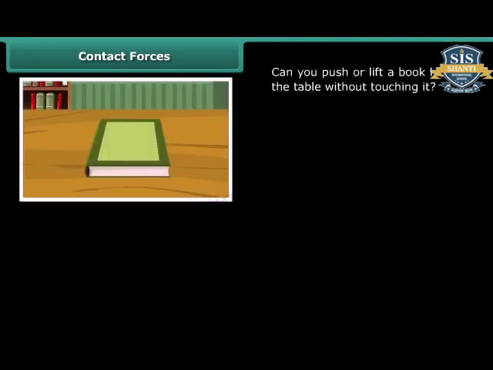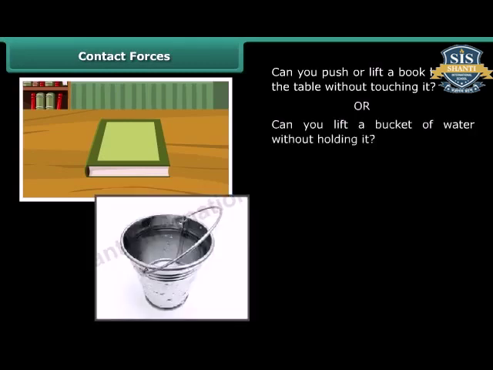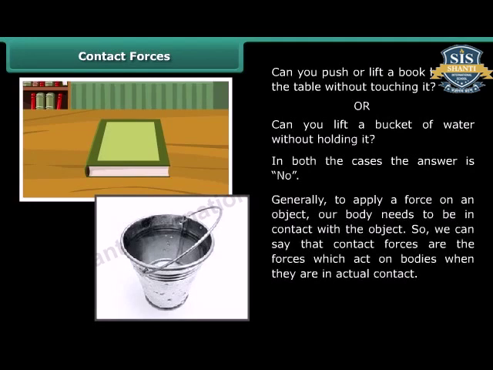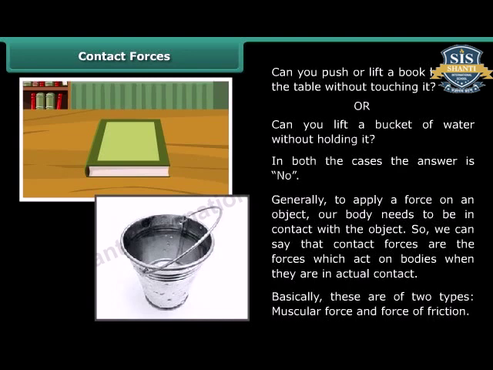Contact forces. Can you push or lift a book lying on the table without touching it? Or can you lift a bucket of water without holding it? In both cases, the answer is no. Generally, to apply a force on an object, our body needs to be in contact with the object. So we can say that contact forces are the forces which act on bodies when they are in actual contact. Basically, these are of two types: muscular force and force of friction.